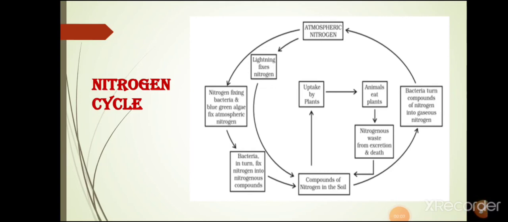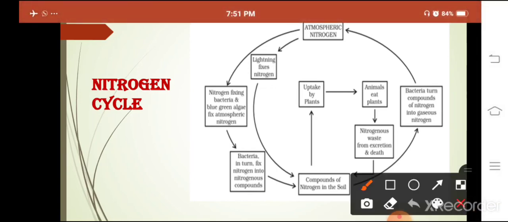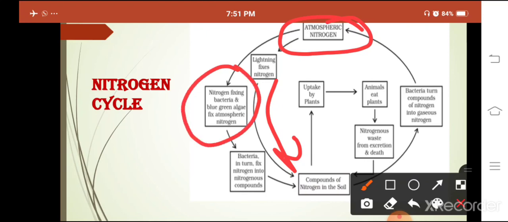Now students, see this nitrogen cycle. This is the flow diagram of the nitrogen cycle. The atmospheric nitrogen is converted into nitrogen compounds through different methods like lightning, which fixes the nitrogen and converts it into compounds of nitrogen in the soil. Then there are some nitrogen-fixing bacteria like blue-green algae or bacterium rhizobium. They also fix the nitrogen and convert it into nitrogenous compounds. Then these compounds of nitrogen are utilized by the plant.